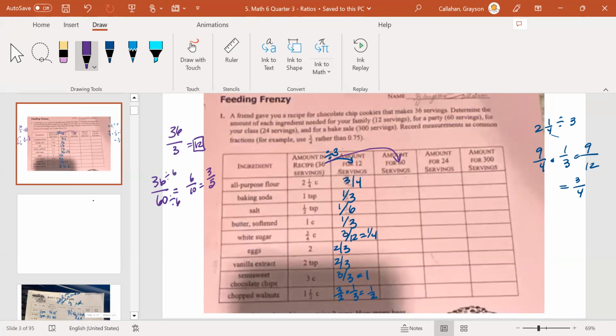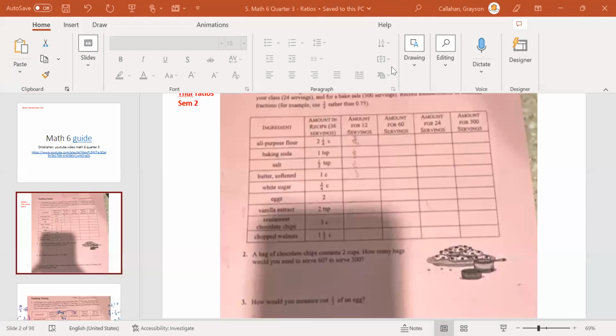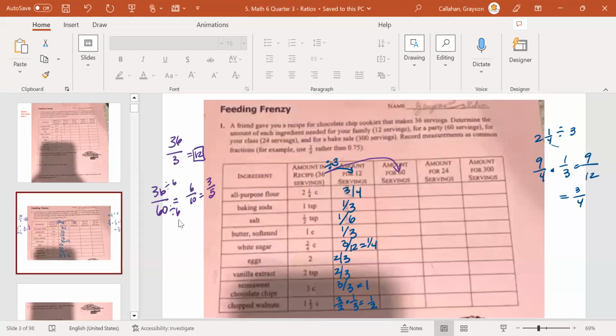Okay, so continuing on with this. So this is your proportion. This is your ratio, proportionality.